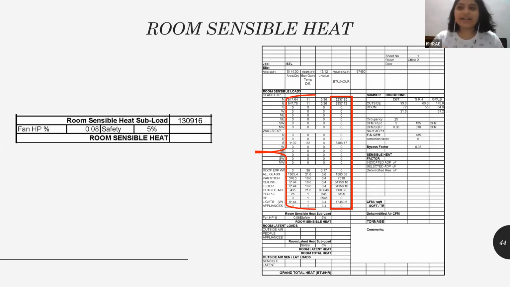Now, as I said, I didn't consider a motor in my heat load, so I've put a fan HP and a safety factor of 5% and a fan HP factor of 0.08. You all can consider it, or you all can calculate your own motor HP. It's your choice. It's your heat load. Just give justification as to why you did what you did. Okay. So after adding that, I'm getting my final room sensible heat as 1,47,281 BTUs per hour. Okay. Room sensible heat done.